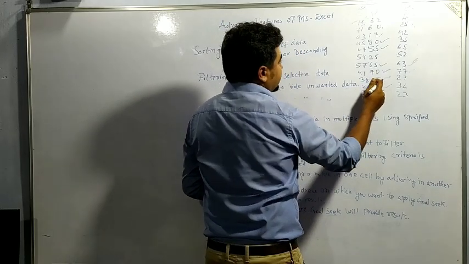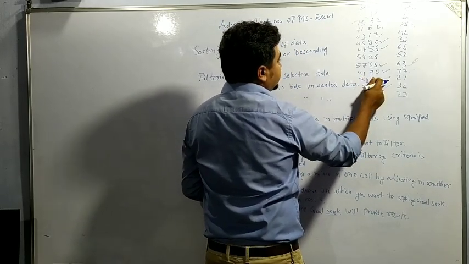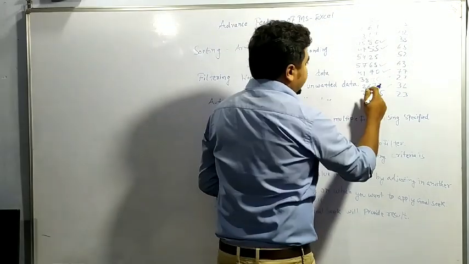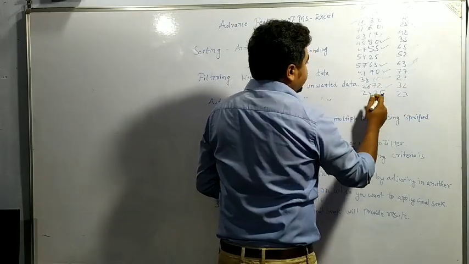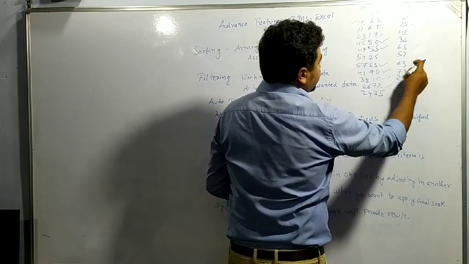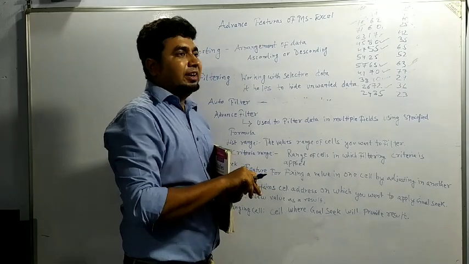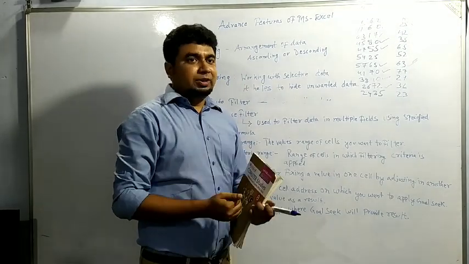Here only this is satisfied and these are not satisfied, so not selected. Here nothing is satisfied and here also nothing is satisfied. So 1, 2, 3, 4, only 4 data are satisfied. That's why we can filter the data.